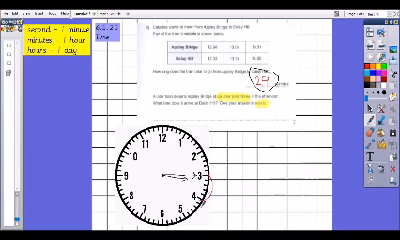So we've got 5, 10, 15, 20, 25, and then we need 29 minutes in total, so I need an extra 4 minutes. So 25, 26, 27, 28, 29. This is where the minute hand is going to be. This is our new time. So we have counted 29 minutes here. Our minute hand has now landed here.